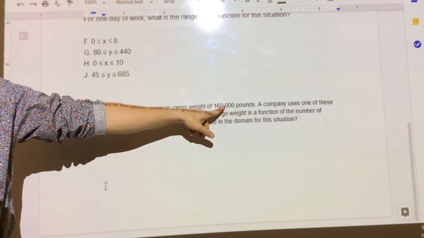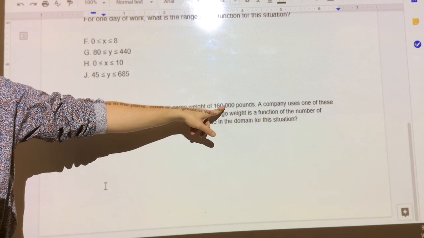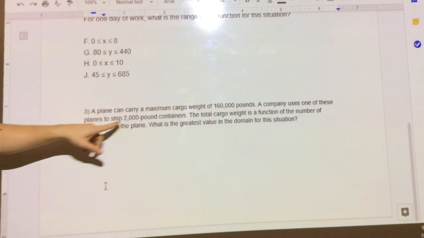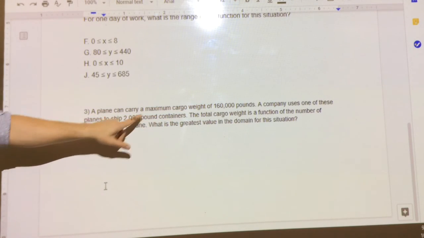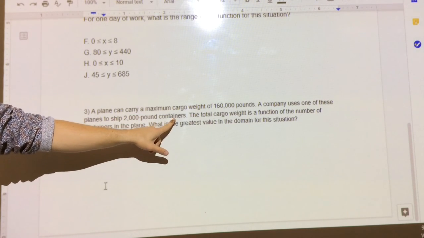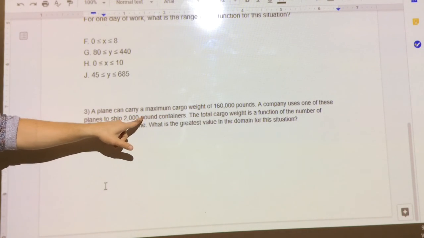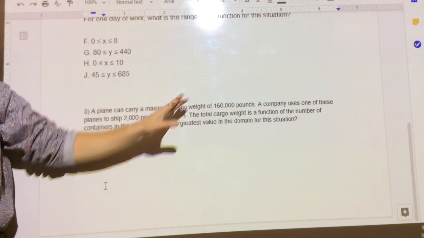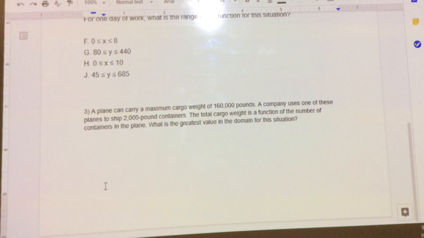Anytime we're talking about total, what is that referring to? That's our Y. Okay, so this would be our Y value. It says a company uses one of these planes to ship 2,000-pound containers. So what you would do for this problem is multiply 2,000 times the value to figure out how many you could get on that plane. And whatever the maximum number is, that's what it would be. Does that make sense? Or have I totally lost you on that?